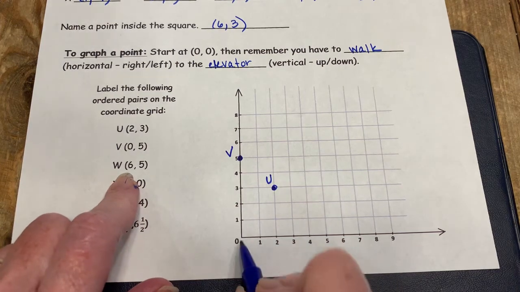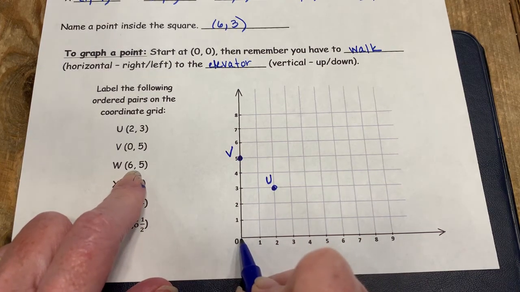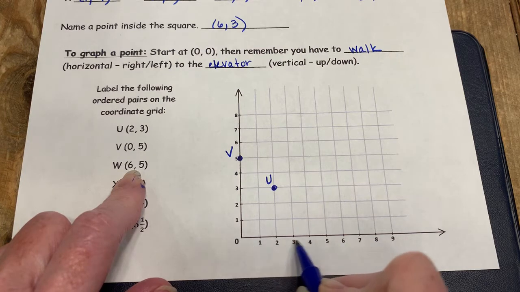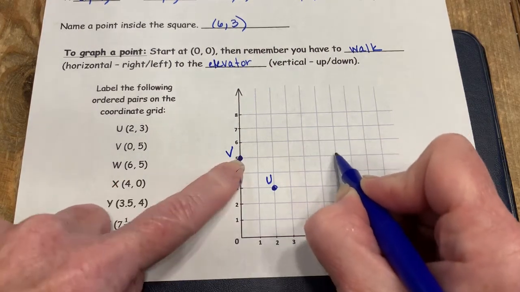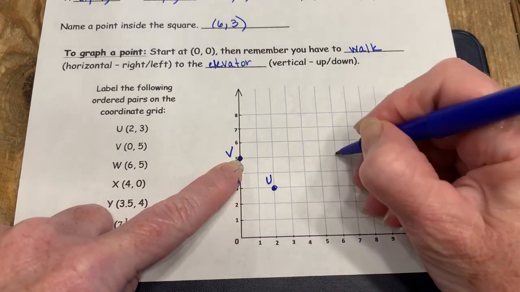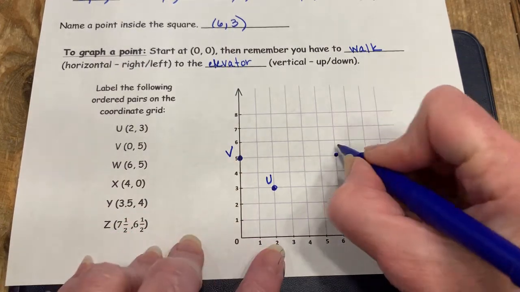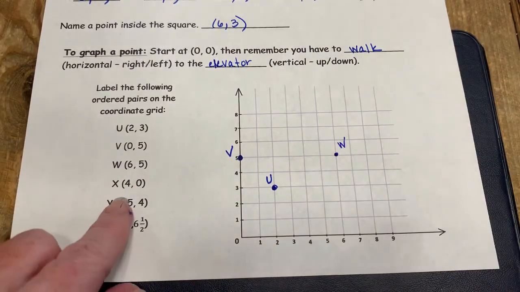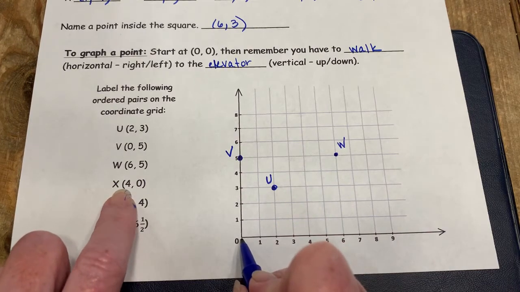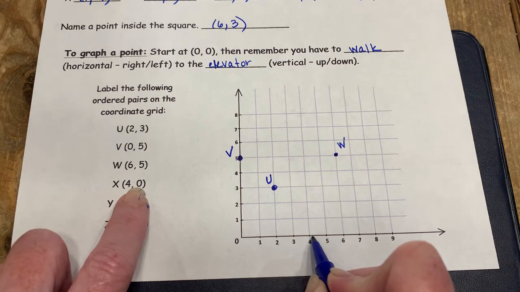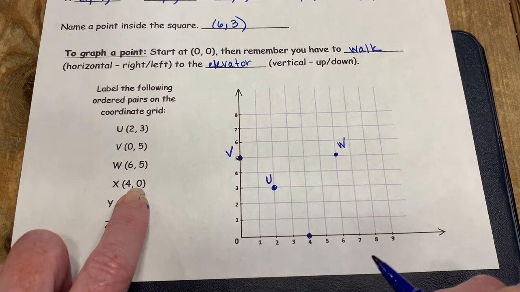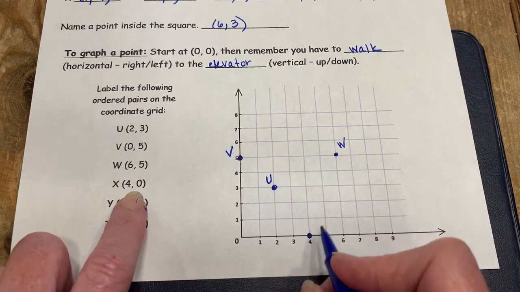W is 6, 5. So start at 0. Which way do I go first? You got to walk to 6. Then you can go up to 5. Okay, so 6 and 5 right here. And call it W. X is 4, 0. So I'm going to start at 0. I'm going to walk to 4. And then this one isn't going up. So it's just staying on the first floor, or the ground floor. So this would be X.